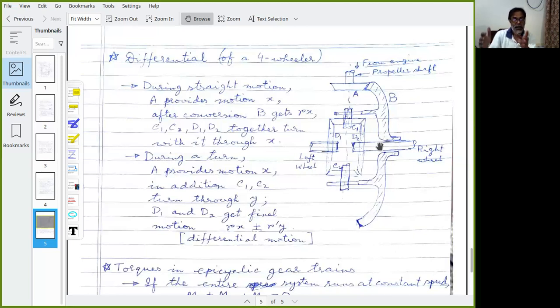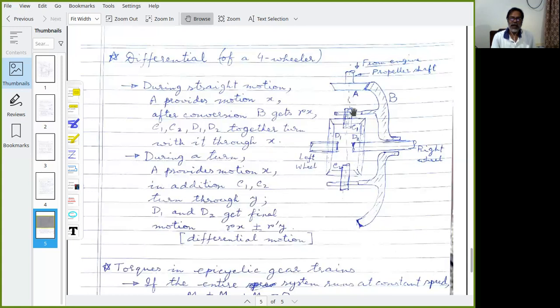Because of the steering, you have arranged to change the direction of the motion. Okay. And then the road conditions give the necessary little extra force in one direction and a little extra necessary force in the other direction. And this arrangement allows that extra differential motion. How? Apart from A getting motion x and transmitting to B with the ratio R, in addition, C1, C2 turn with a motion y.